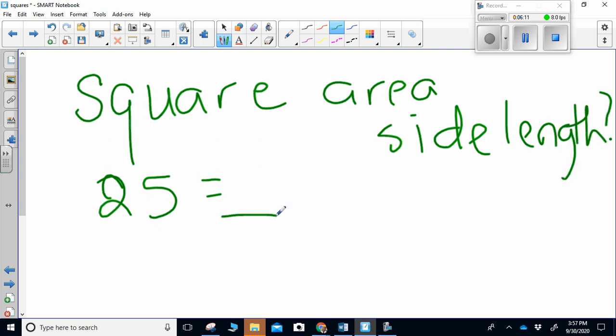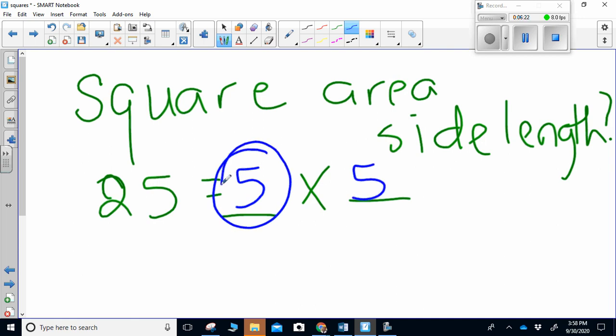Well, 25 equals 5 times what? What times what is 25? I gave you the answer. I always do that. So it's going to be 5. The side length is 5.